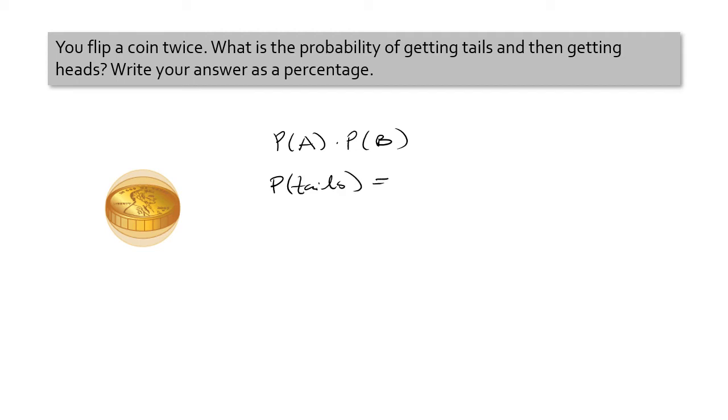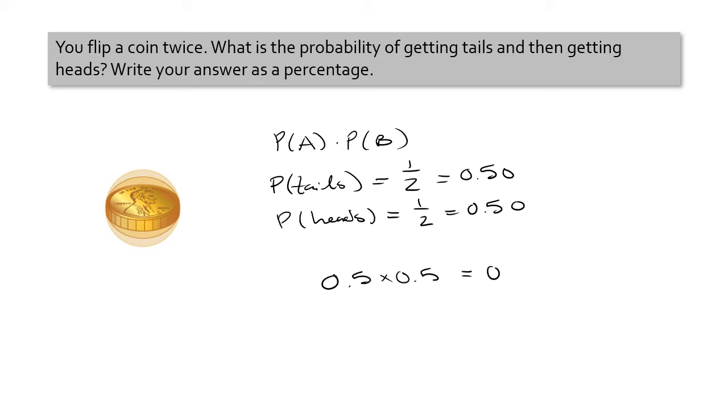So the probability of getting tails is the same as the probability of getting heads, 1/2. Then we find the probability of getting heads, which is also going to be 1/2. And this can also be written as 0.50. And then we just need to multiply these 2 things to find the probability of getting tails and getting heads. So 0.5 times 0.5 is going to give us 0.25, and we need to write that as a percentage. To write it as a percentage, just move the decimal place to the right 2 times, and you get a 25% chance.